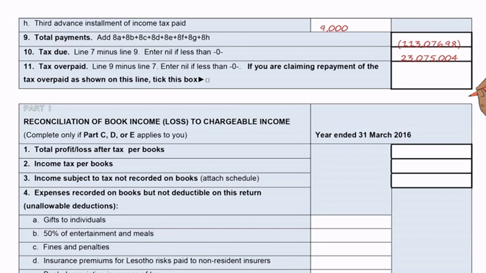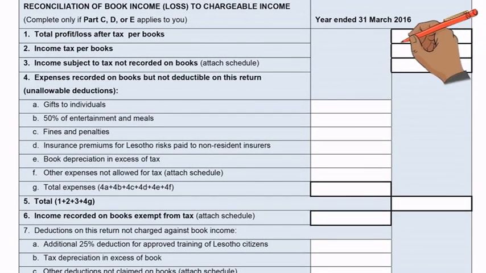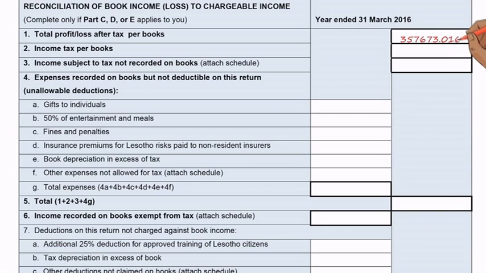Reconciliation of book income as per financial statements to chargeable income for the financial year ending 31st March 2016. 1. Fill in the total profit or loss after tax per books. 2. Income tax per books. 3. Fill in the income subject to tax not recorded on the books and attach a schedule if any.